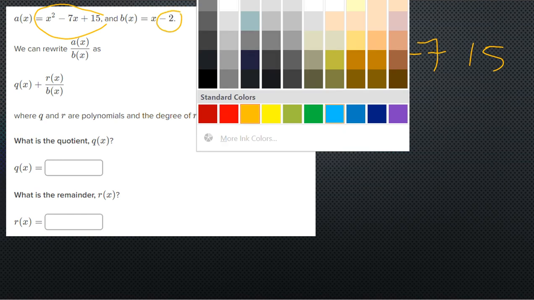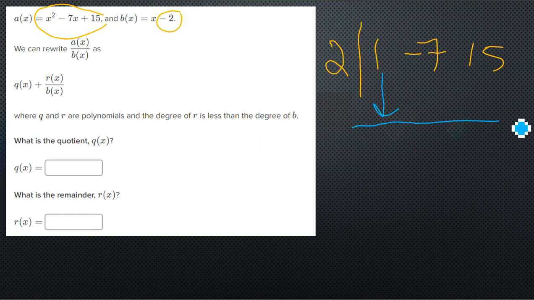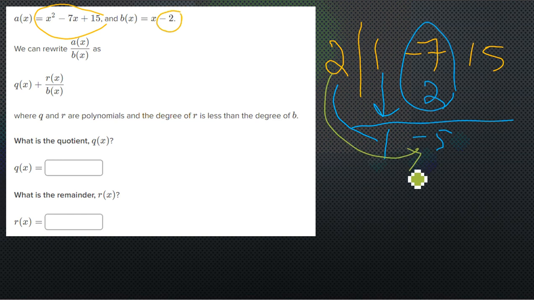Now remember, first step is you're going to bring down the first term that's there. In this case, it's a 1. And then I do 2 times 1 is 2. I'm going to add these together to give me negative 5. And then I'll repeat that process again. I'm going to do 2 times negative 5 equals negative 10. And then I add these two together to give 5.